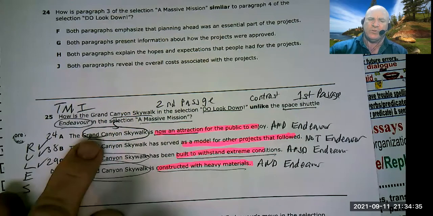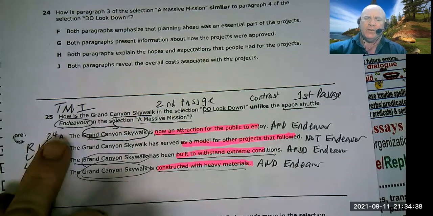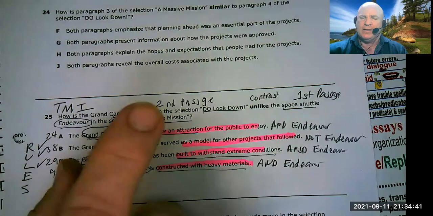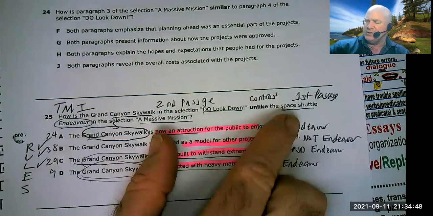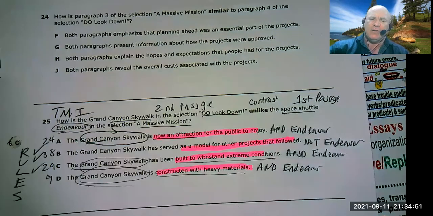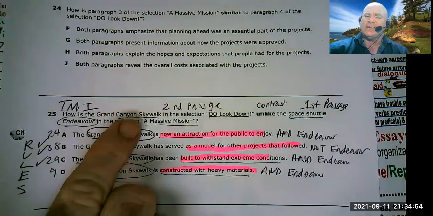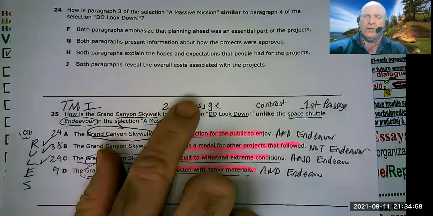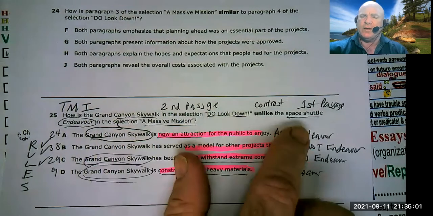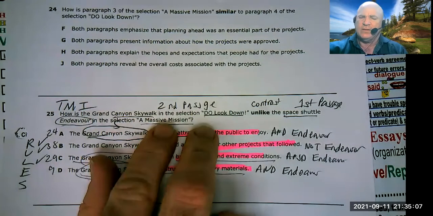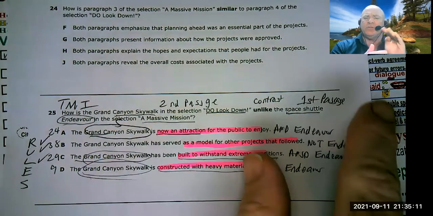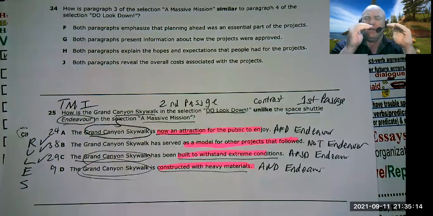So 24% of your students in Texas chose it, but we need to make sure that the second part is not true. And something that I noticed that they don't do often, they said, how is the Grand Canyon Skywalk in the selection, the second passage, unlike the Space Shuttle Endeavor in the selection, the first passage. So they're talking about the second passage in the questions instead of the first passage. So if the kids weren't able to flip their teeter-totters around and make sure they put details for the second passage first and the first passage second, they were going to have trouble.